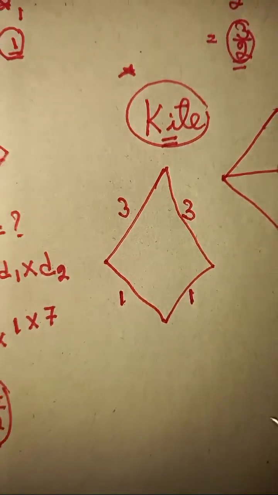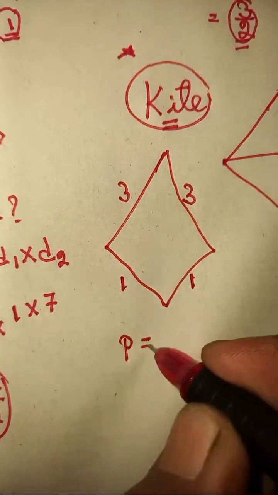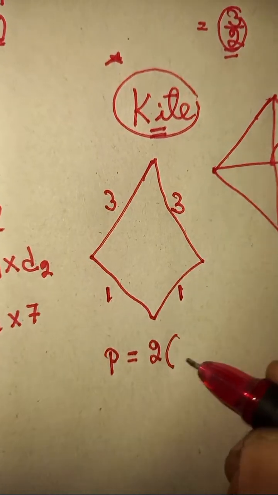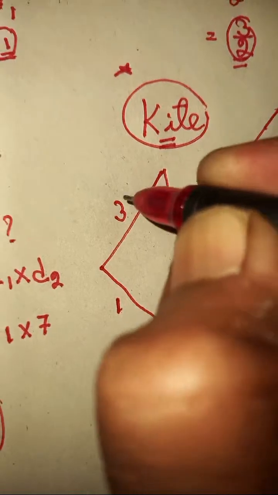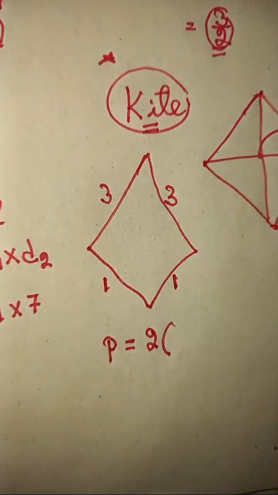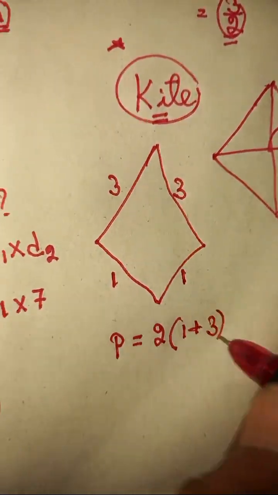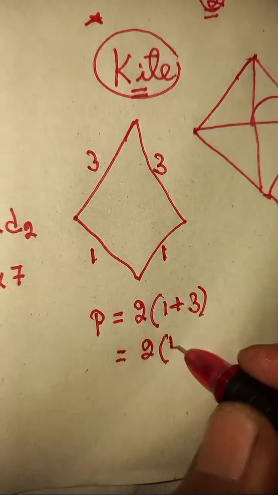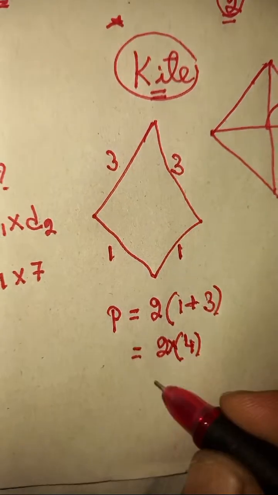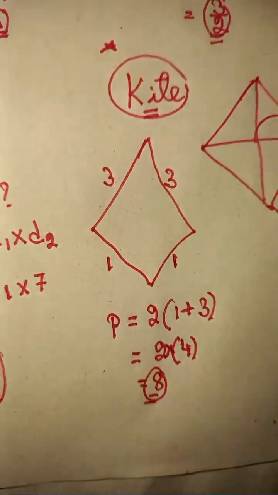So now you can find out the perimeter of this kite as 2 times of the non-equal sides. You cannot add these two sides or these two sides. Different sides you must add. 1 plus 3. So you're going to get it as 2 times of 1 plus 3 is 4. 2 times of 4 means it becomes 8 units.